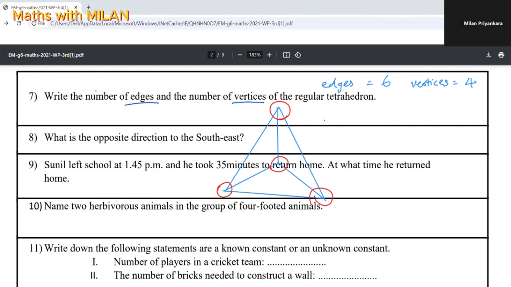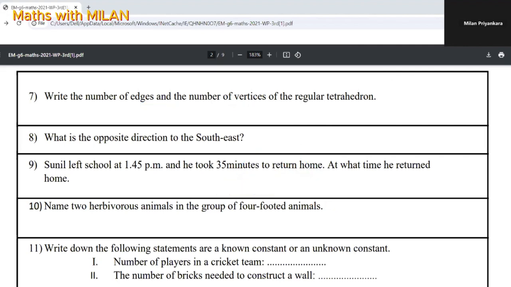And now let's go to the next question. What is the opposite direction to the southeast? I will show you the directions, fine. It's very simple. These main directions come something like this. Like this, fine. If you mark the directions, it's going to be north, south, west, east, fine.